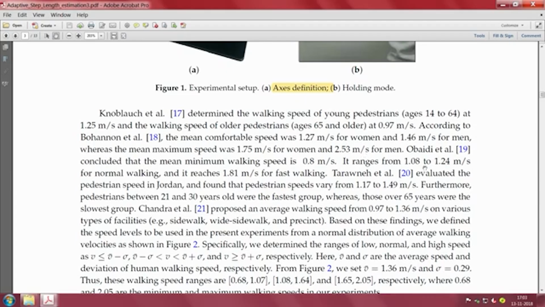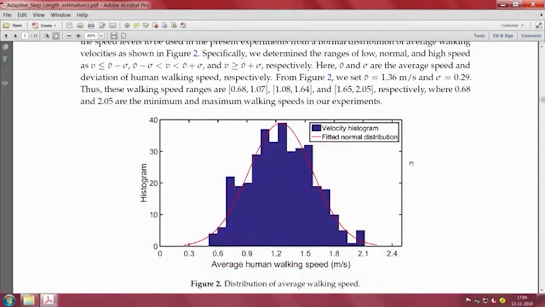You plot all this and then you look at other studies that have been done and you start plotting, you will get this nice average human walking speed on the x axis, a nice histogram that you can actually plot. And then you will see that you can set the v bar, which is nothing but the average velocity, to about 1.36 meters per second with a sigma, which is nothing but the deviation of human walking speed, of about 0.29. So you can see this, and then they start using this basic data for all their further characterizations.